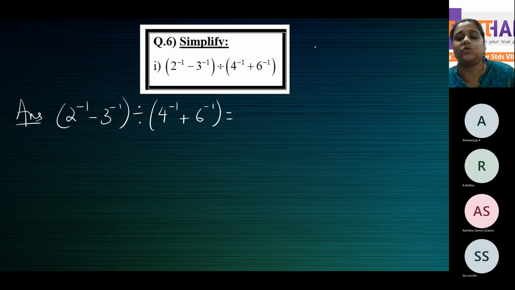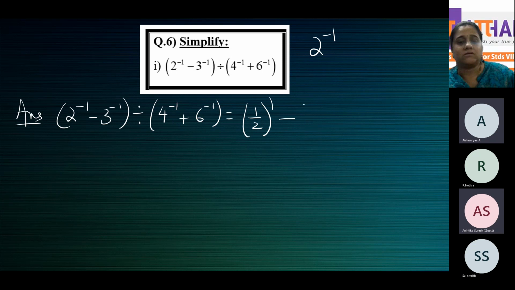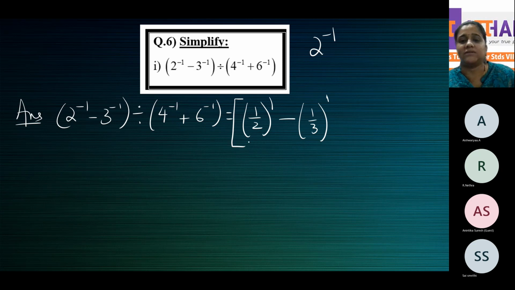What's the other way of writing 2 to the power minus 1? 1 upon 2 raised to the power positive 1. Equivalent, very good. And what's the other way of writing 3 to the power minus 1? 1 by 3 to the power 1. Reciprocal of the base, negative of the power. So 3 by 1 becomes 1 by 3, minus 1 becomes plus 1. This is in the first bracket. Divided by, in the second bracket, what do you have?